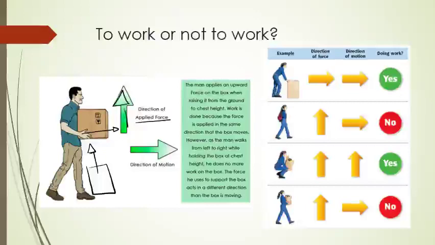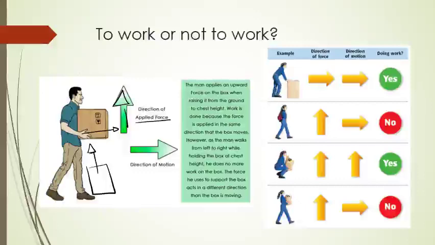So this man applies an upward force on the box when raising it from the ground to his chest height. Work is done because the force is applied in the same direction that the box moves. But this man walks from left to right while holding the box at chest height. He does no more work on the box. The force he used to support the box acts in a different direction than the one in which the box is moving. So the box is moving to the right. The force in which work is done on the box is up. Therefore, there is no work being done in this example.